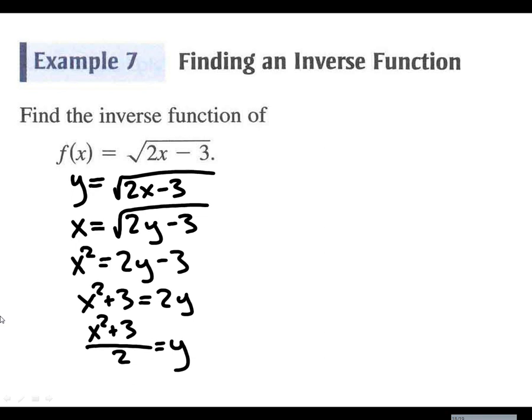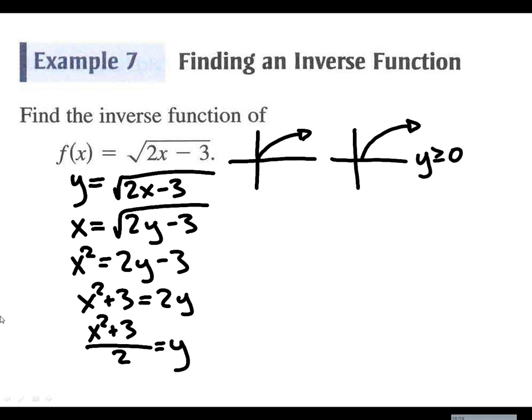Now there is one thing that we have to keep in mind. When we do an inverse, we switch the range and the domain. So when we started, this is a square root function, shifted over, sorry. Shifted over by 1.5. But the range here is y has got to be greater than or equal to 0. We are never going to have negatives, and we know that because you can't have negatives under the square root.